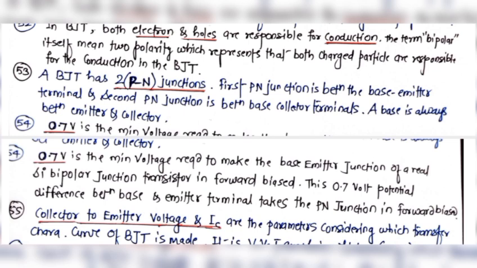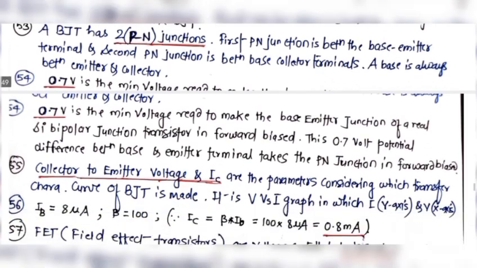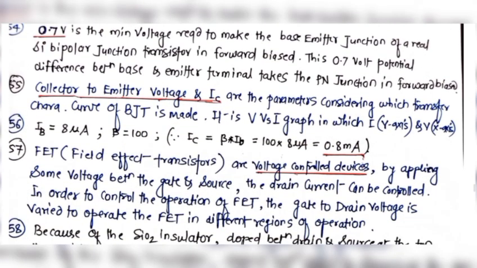BJT. A BJT has two p-n junctions. The first p-n junction is between the base and emitter terminals and the second p-n junction is between the base and collector terminals. The base is always between emitter and collector. 0.7 volt is the minimum voltage required to make the base-emitter junction of a real silicon bipolar junction transistor forward biased. This 0.7 volt potential difference between base and emitter terminals puts the p-n junction in forward bias.